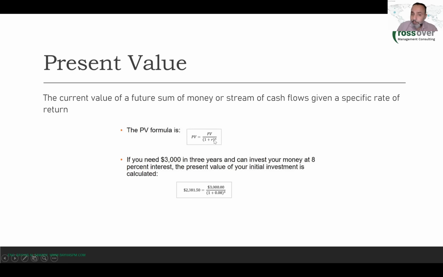And 1 plus r to the power of n. N is the number of years. So if 2 years, then n equals 2. If 3, then n equals 3, and so on. And you will notice all the time that the present value is less than the future value, right? Because you have the future value over something. If the interest is 0, then you will get the same.